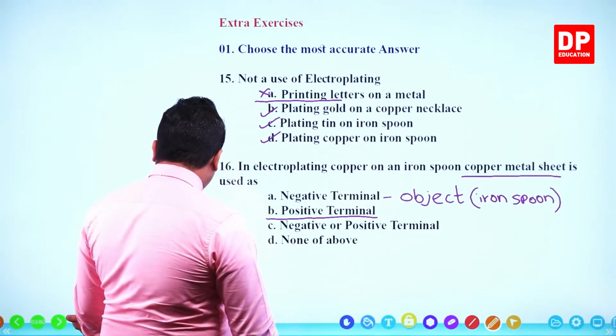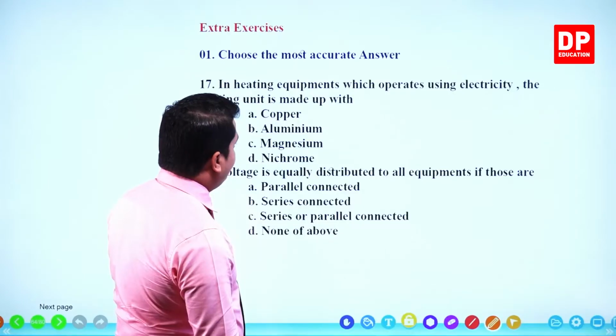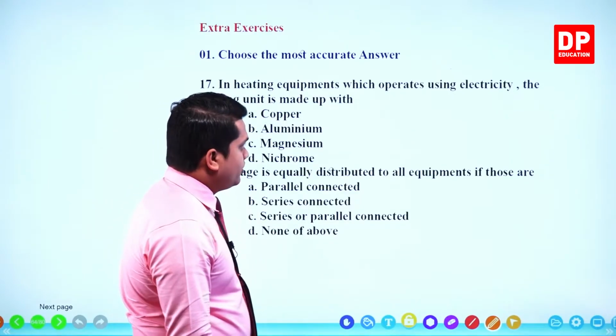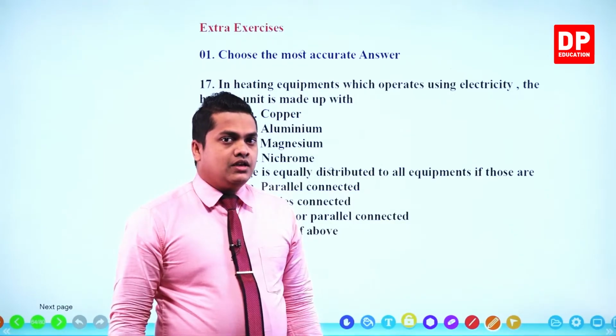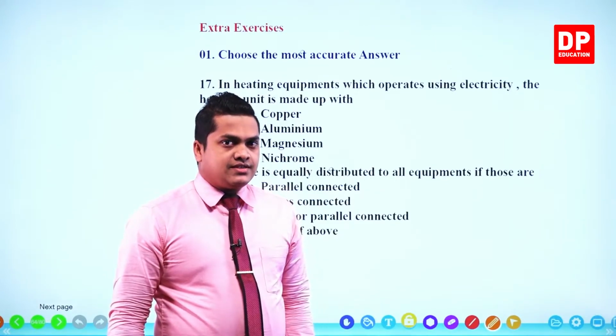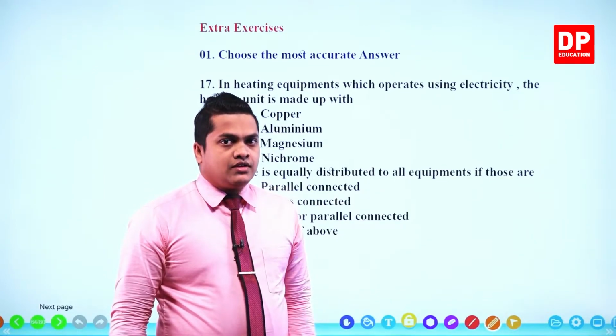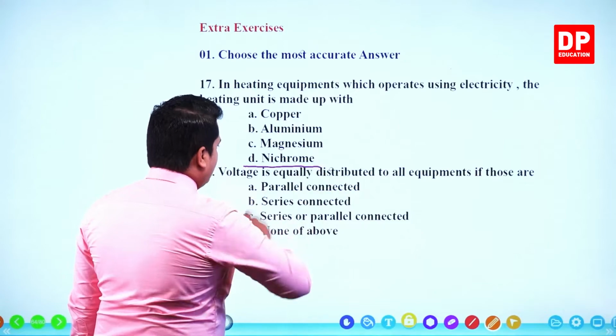Okay then. In heating equipment which operates using electricity, the heating unit is made up with. So this is a really straightforward question. The heating unit should be made up with a material that has very high resistance. And we discussed that it is made up with a material called nichrome. So our answer would be nichrome.